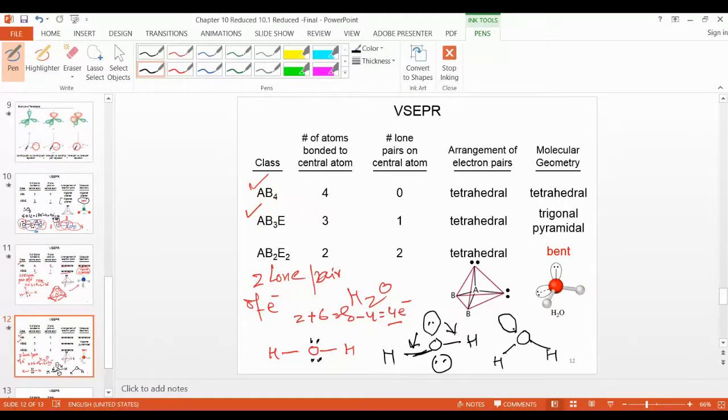Now these 2 lone pairs of electrons you can show like this. So now this will move down. This is called bent. Now this is not tetrahedral. So this tetrahedral changed to bent because of these 2 lone pairs of electrons.